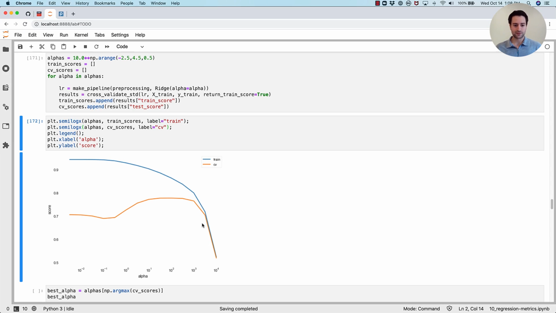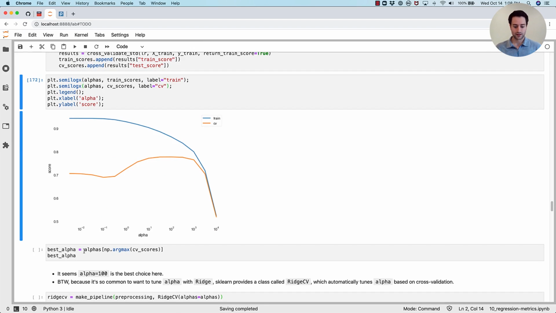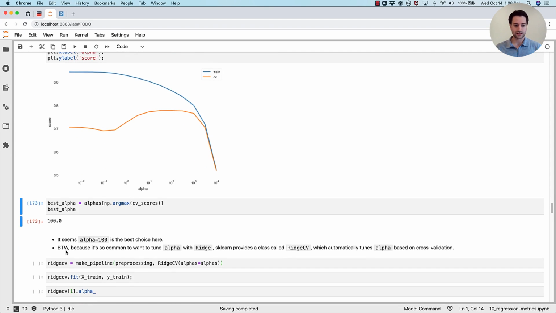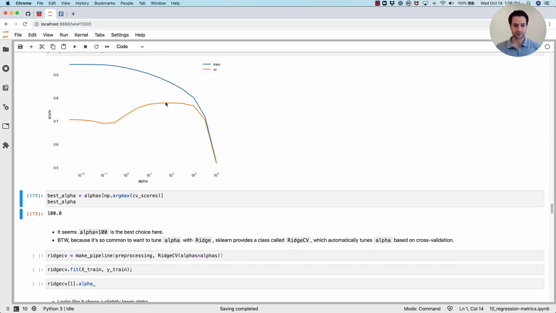Here we're kind of underfitting, so it's totally worth it to get more complex. Here we're kind of in the sweet spot, and then here we start overfitting, and the cross-validation score actually gets worse. So the best alpha according to this is 100, which is kind of around here at the peak, 10 to the 2.